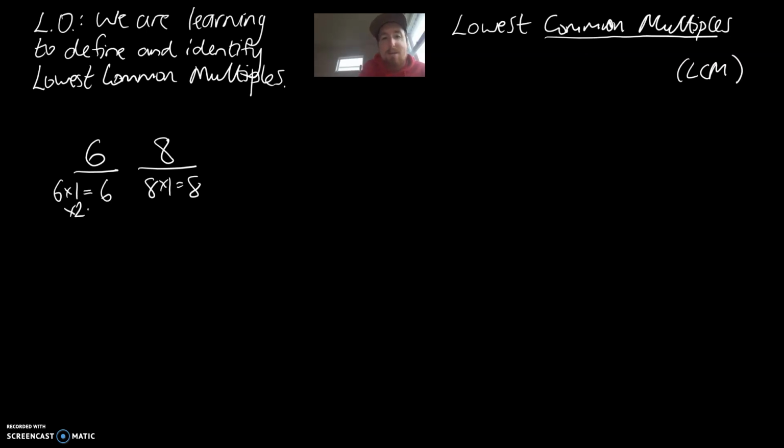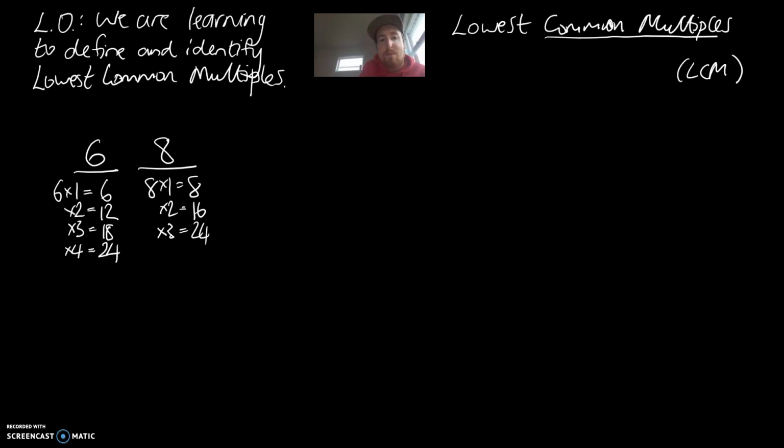So let's times 6 by 2, that's going to get us to 12. Let's go times 3, that's going to get us to 18. Let's stop there. So 8 times 2 is 16. Okay, so still not in common. Let's do another 8, let's go times 3. 24. So if we have a look here, 6, 12, 18, and 8, 16, 24, we still don't have anything in common. So let's try another 6.